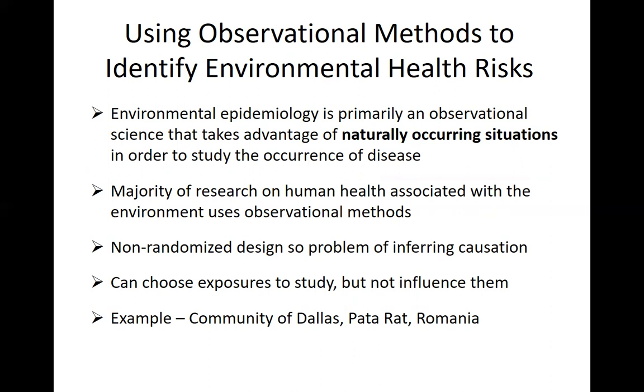These are used to study the occurrence of disease. The majority of research on human health that is associated with the environment does use observational methods. A limitation from this is that you often need to use a non-randomized design. If you try to do a randomized control trial, you can't ethically put somebody in harm's way and expose them to things in the environment that potentially could cause them harm. So you do have the problem of inferring causation because of that design.